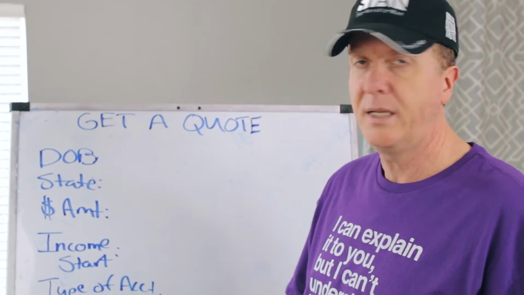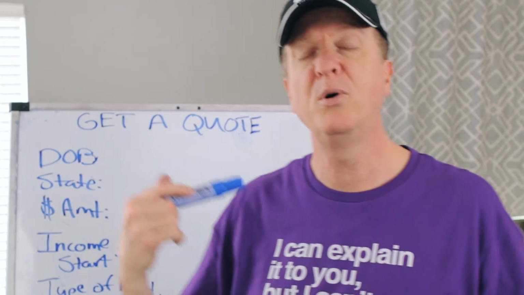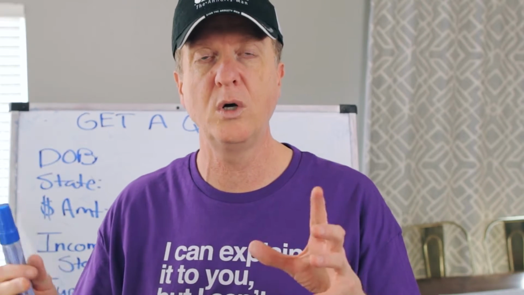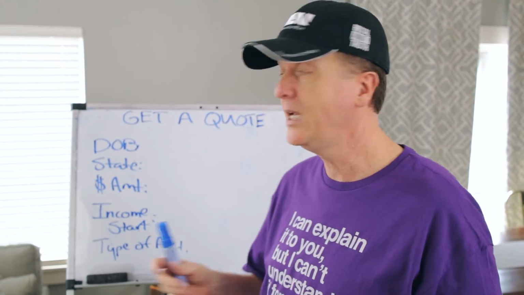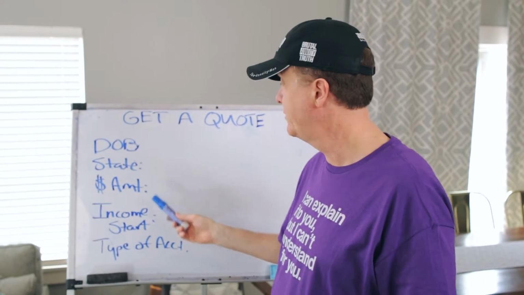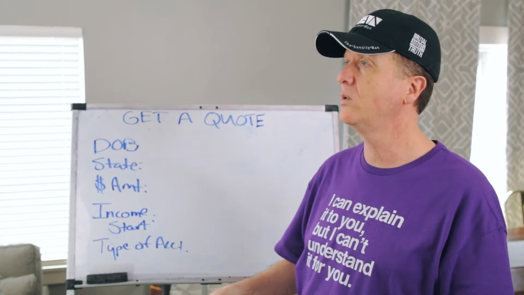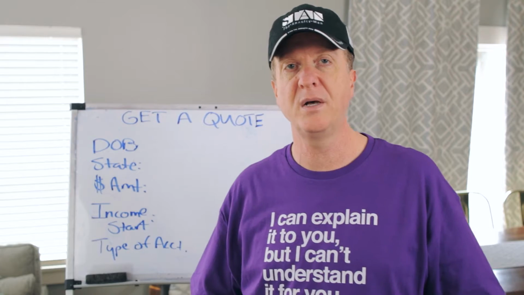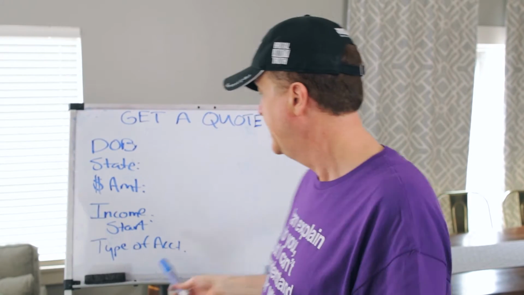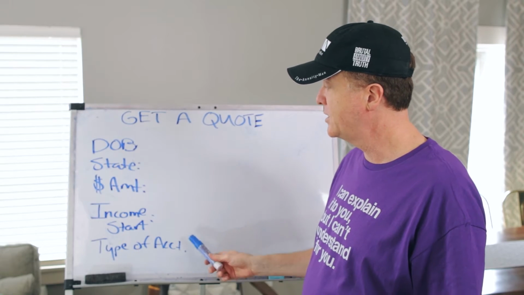Dollar amount of money. So how much money do you either want to put into the quote, like a lump sum payment, or how much money do you want to create on a monthly income stream? Either or, you've got to give a dollar amount. Then you've got to give an income start date. Okay, so when do you want it to start? 30 days from the policy being issued, 10 years from now, 7 years from now, whatever. And then the last primary thing is the type of account.